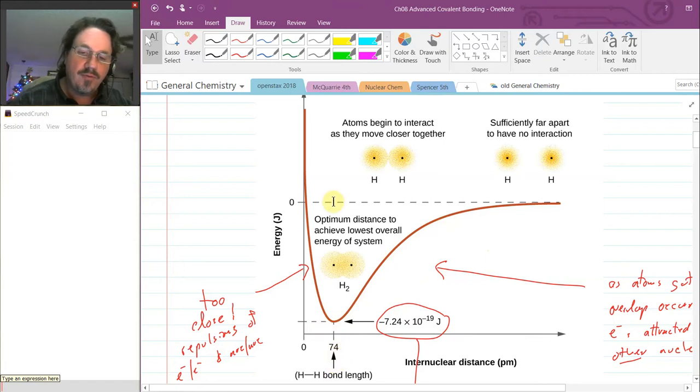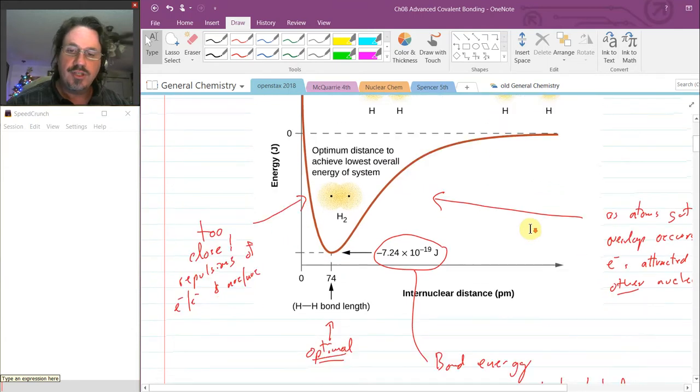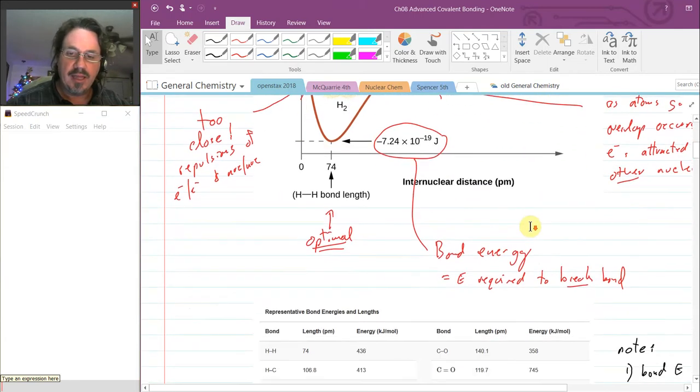And the drop from 0 all the way down here, how far down did it go? In this case, it went down 7.24 times 10 to the negative 19 joules. But that drop going all the way down is the strength of the bond. Another way to think about that is that's how much energy I'd have to put into an H-H bond to pull the atoms apart and release them as single atoms. Alright, so the Lennard-Jones type potential shows correctly the energy associated with a covalent bond like that.